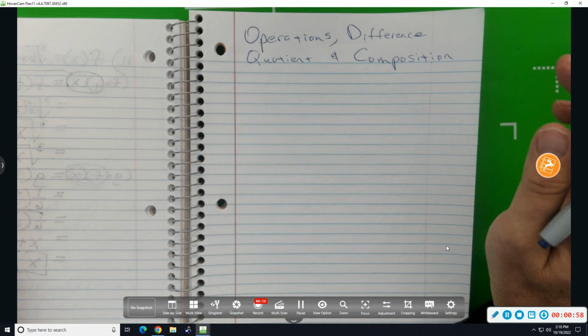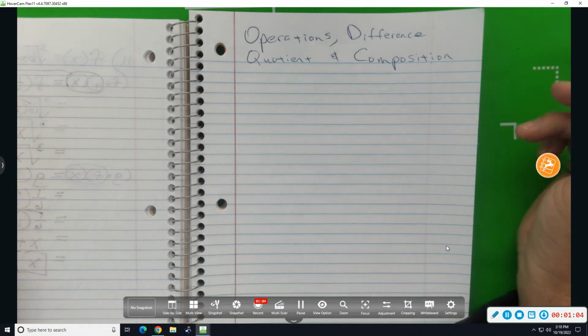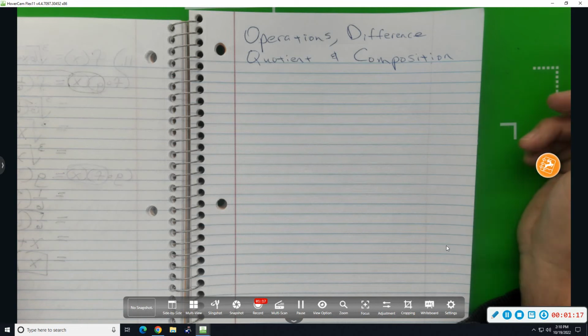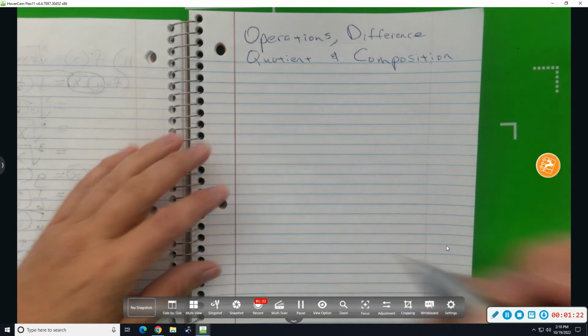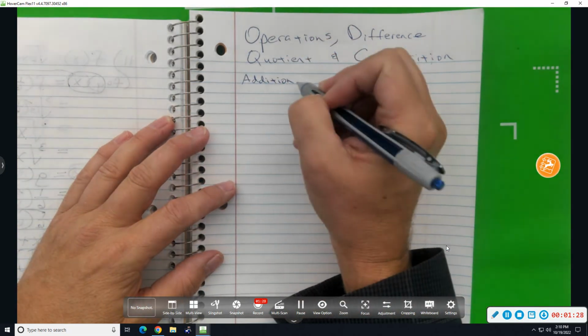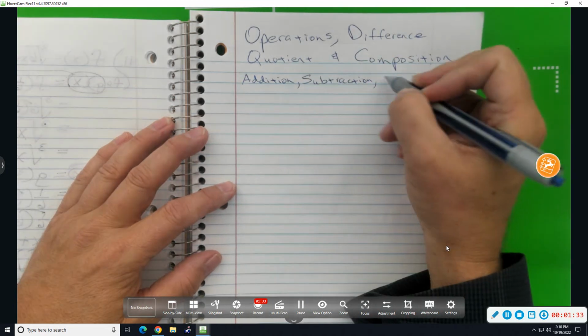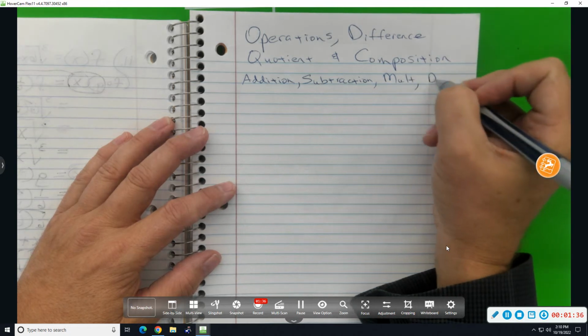Operations on functions. Now, the four operations of real numbers, addition, subtraction, multiplication, and division, can be applied to functions. It's just plain old algebraic addition, subtraction, multiplication, and division. So you'll see there's not really anything new here in terms of addition, subtraction, multiplication, and division.